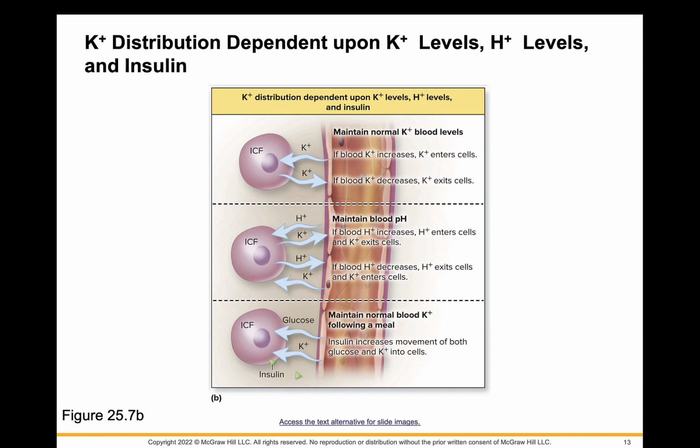If blood hydrogen ion concentration decreases, hydrogen now will exit the cell and potassium enters the cell. We also talked about what potentially happens to potassium levels when we consume a meal. Once we consume a meal, insulin will be released, and that is going to increase the movement of both glucose and potassium ion into the cells, and that prevents potassium levels from going up in our extracellular fluid.